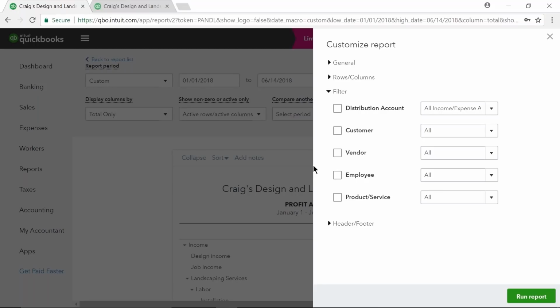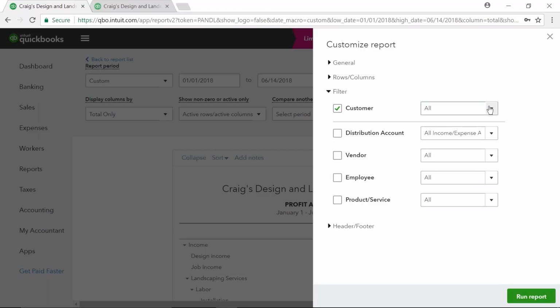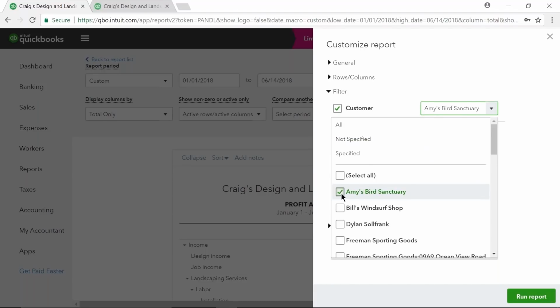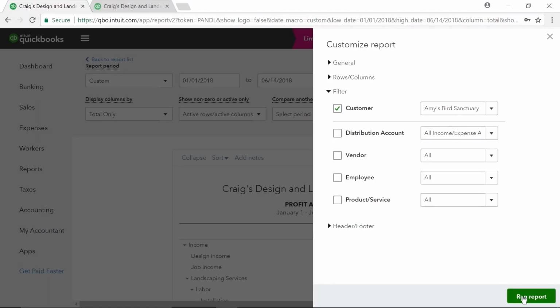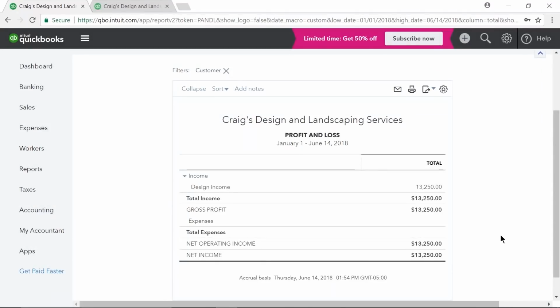So maybe if I wanted to look at my profit and loss for just one customer, so I could see all of the income and all the expenses associated with that one customer, I can turn on my customer filter, click the drop down arrow, and choose the customer that I want to see. Then run the report again, and this report will show me all of the income and all of the expenses that I have entered and associated with that customer. People use this for job costing a lot of the time, so it's very helpful in that regard.